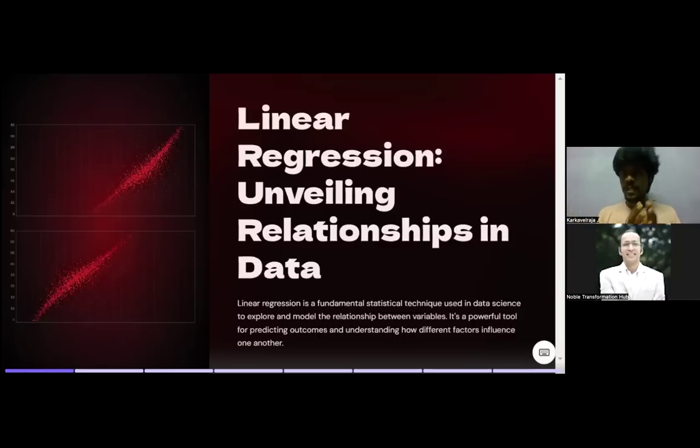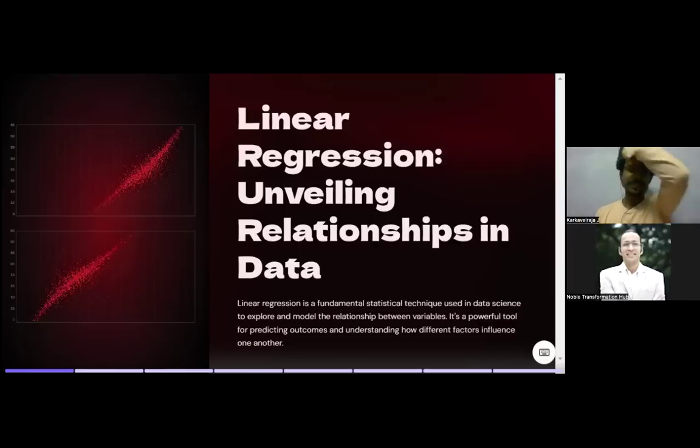So what is linear regression? We find the relationship between two variables. For example, whenever a student's hours of study increase, their marks also increase: from 1 to 10 hours, their marks go from 1 to 10. That is the relationship between the two variables, hours of study and marks. That is what linear regression is. It's a simple example.